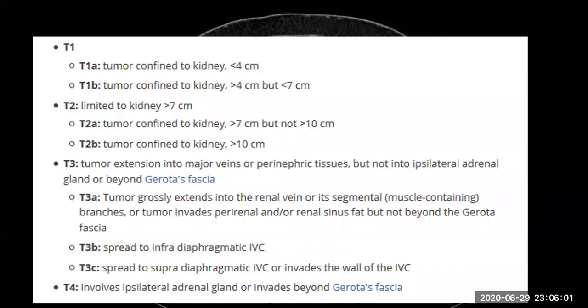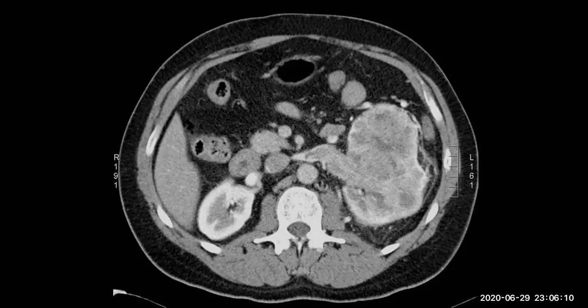Diaphragmatic. And stage four, you see here, is the Gerota fascia and it extends beyond the Gerota fascia. I think it is involving beyond the Gerota fascia, because here the lateral conal fascia is involved, it is dirty. So this is renal carcinoma with stage four, probably.